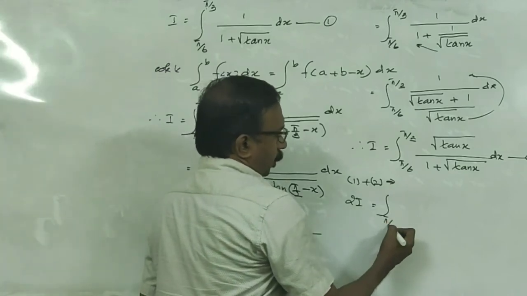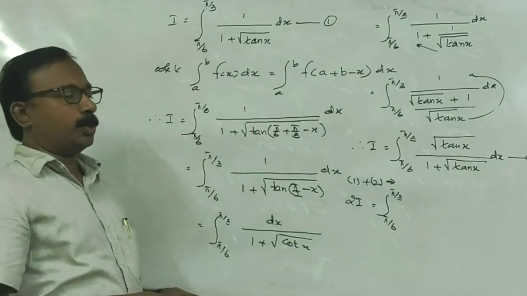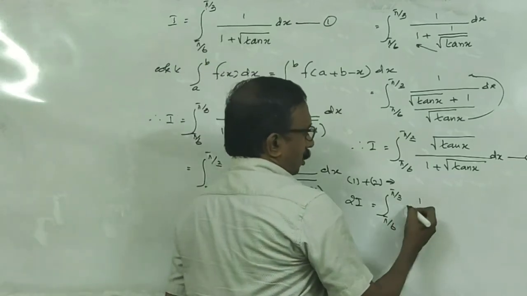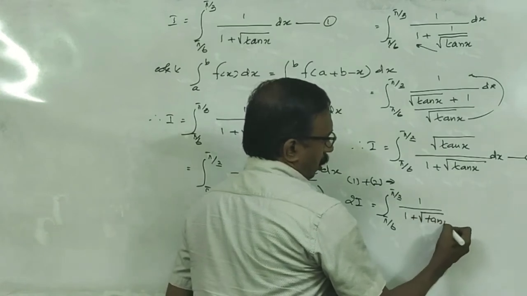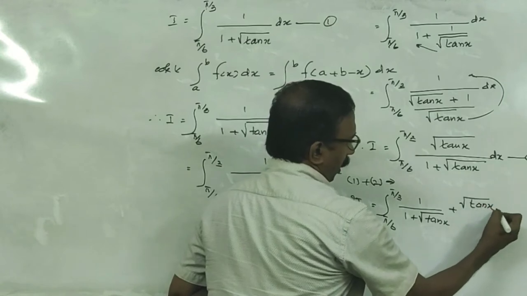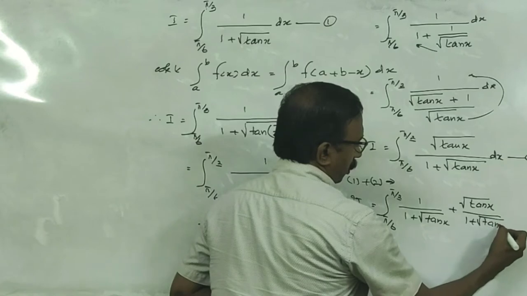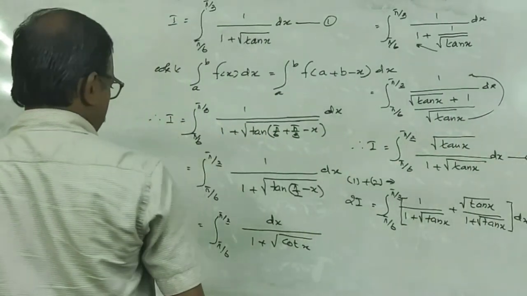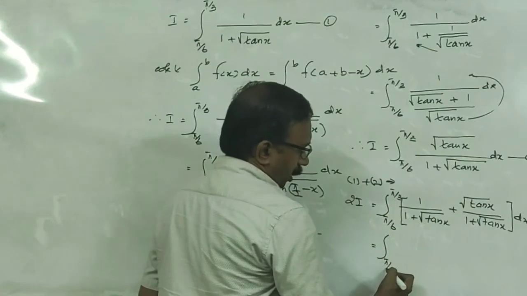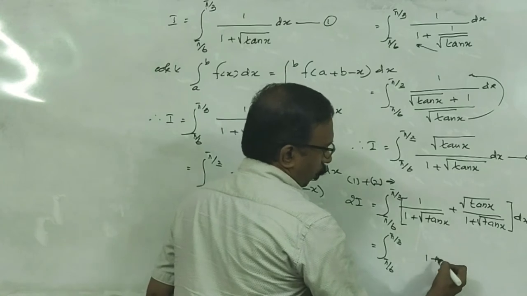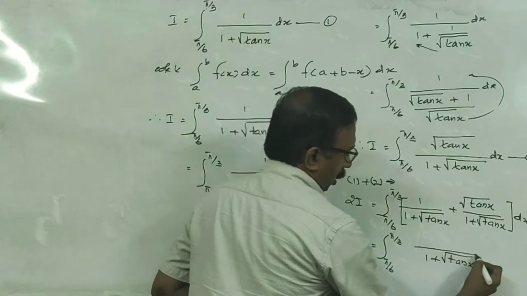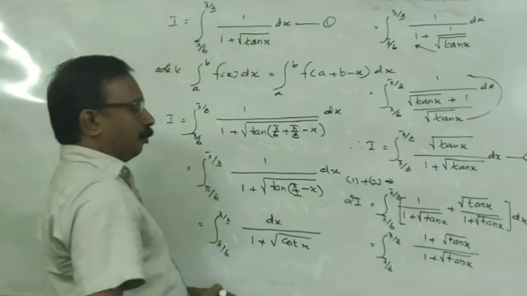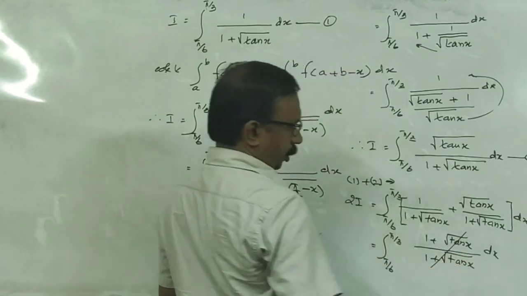integral pi by 6 to pi by 3. Same integrals, so take one of the integrals. Here it is 1 by 1 plus root tan x, and here root tan x divided by 1 plus root of tan x into dx. Here the denominators are same, so take one of the denominators. One of the denominators is the LCM. Take the numerator as it is, that is 1 plus root of tan x into dx. Now these two terms get cancelled.